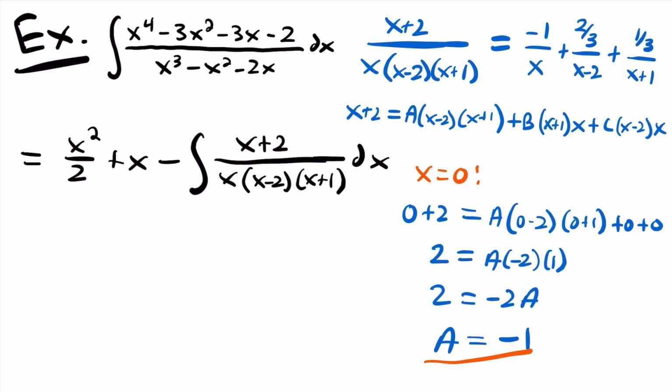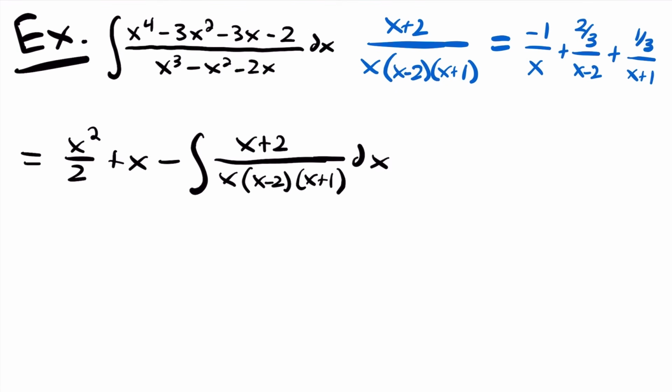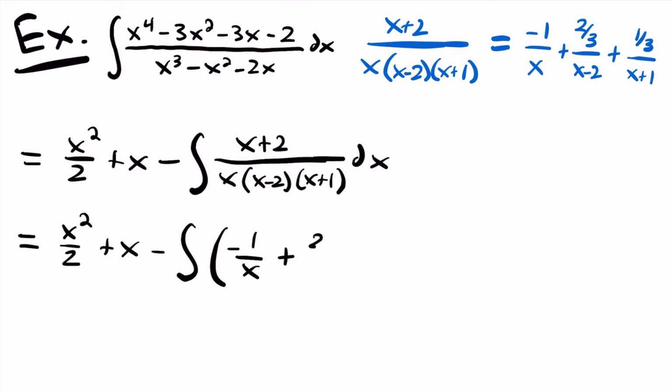Okay, and so now if I clean up my work again, we now have our three partial fractions that we can use to rewrite this rational function and then integrate it. So this will be equal to x squared divided by 2 plus x minus the integral of negative 1 divided by x plus 2/3 divided by x minus 2 plus 1/3 divided by x plus 1 times dx.